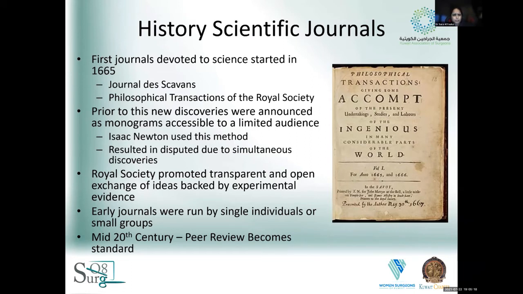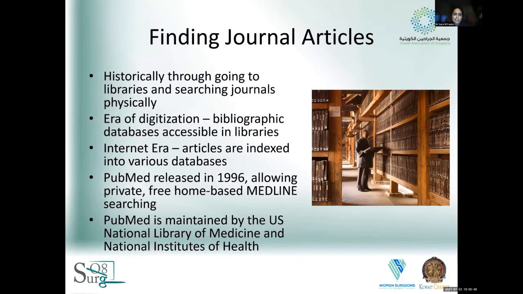So the Philosophical Transactions of the Royal Society is really the first medical journal we had. The idea was considered radical at the time, which was promoting transparent and open exchange of ideas backed by experiment. Early journals were run by single individuals or small groups, and it wasn't until the mid-20th century that peer review became a standard for scientific journals. The challenge at the time was that finding journal articles was very difficult. Historically, they'd have all these journals printed and lined up in libraries, and you had to physically go and search journals.